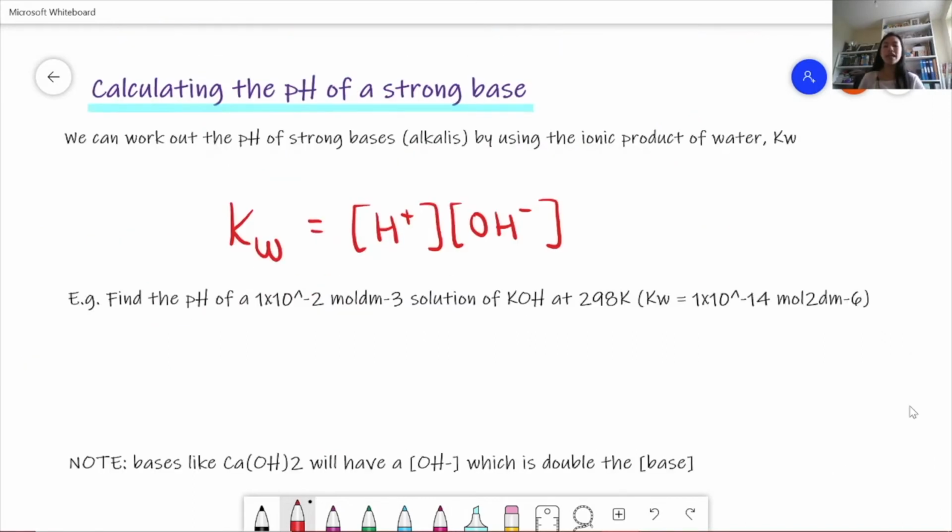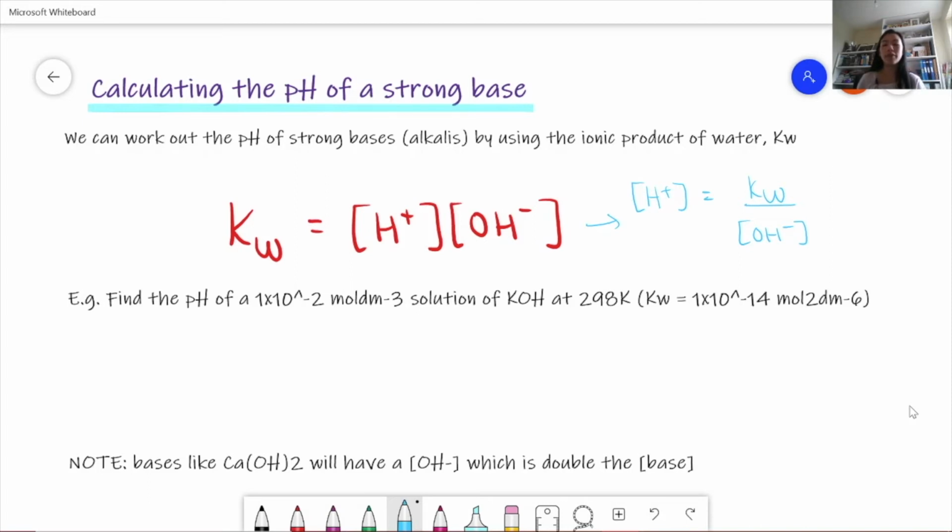Now we're going to look at how to calculate the pH of a strong base. We can actually work out the pH of strong bases or strong alkalis by using this ionic product of water that we've now found. We can rearrange this formula to find the concentration of H+ ions, because we're always told this Kw value. Rearranging gives us that the concentration of H+ ions will be equal to Kw over the concentration of OH- ions. And so we'll be able to work out the pH.